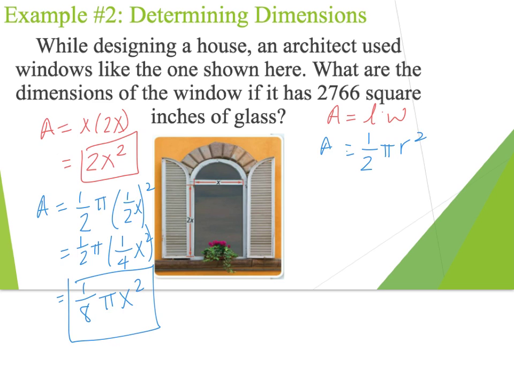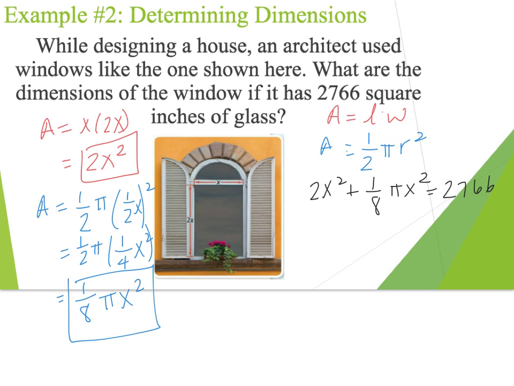Now here's the deal. If we're talking about the area of the glass windows, we have to combine the area of the rectangle and the area of the semicircle, and we need to set those equal to 2,766 so that we can find the value of x. So this is what we'll do. 2x squared plus 1/8 pi x squared is going to equal 2,766.